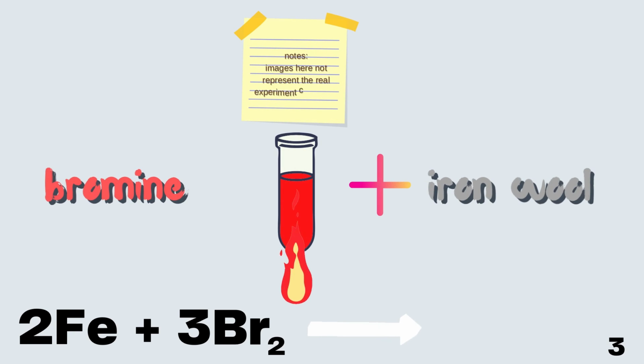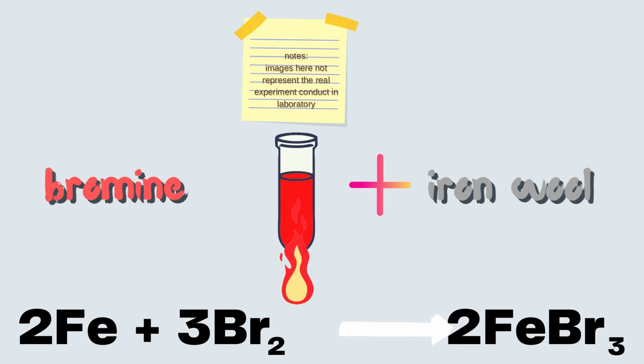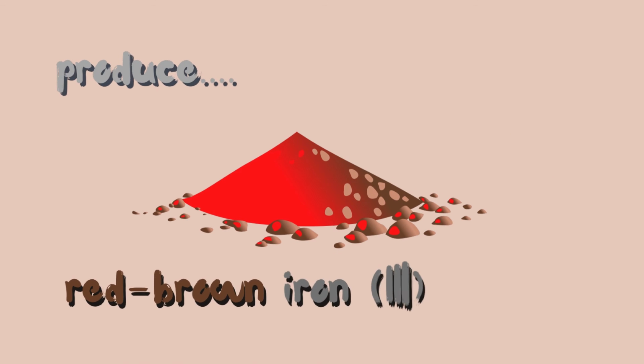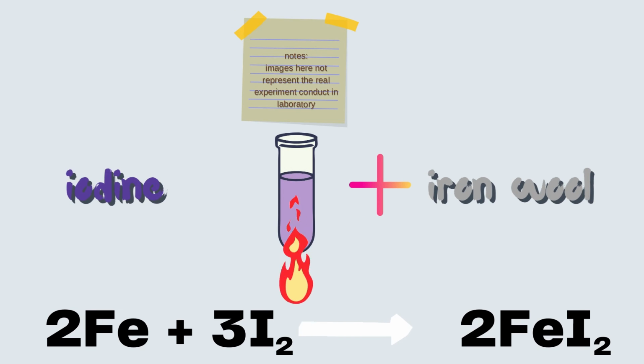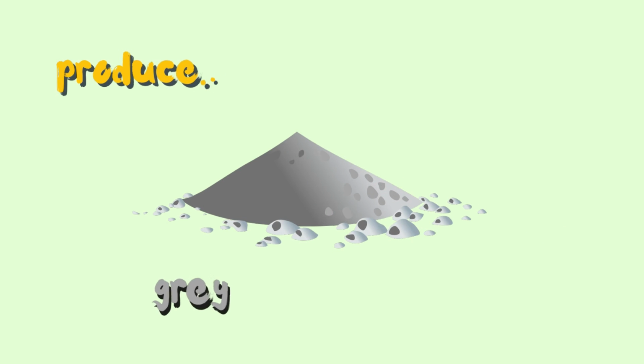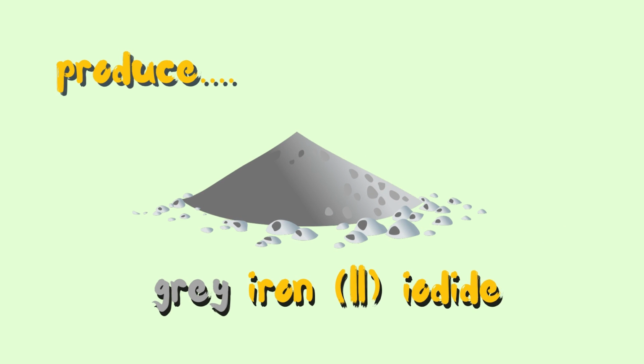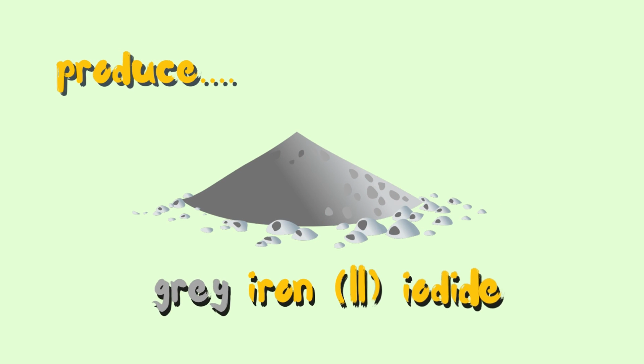Bromine vapor passed over hot iron triggers a similar, slightly less vigorous reaction, which produces red-brown iron(III) bromide. Last but not least, the reaction between hot iron and iodine vapor produces grey iron(II) iodide and is much less vigorous. Iodine is only capable of oxidizing iron to the +2 oxidation state.